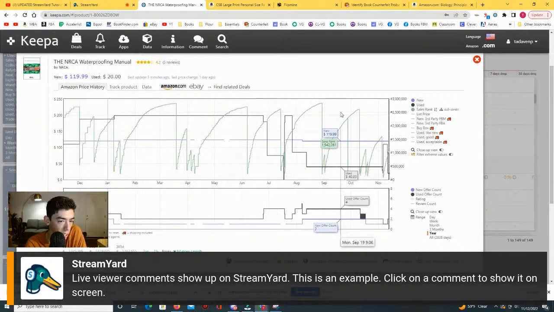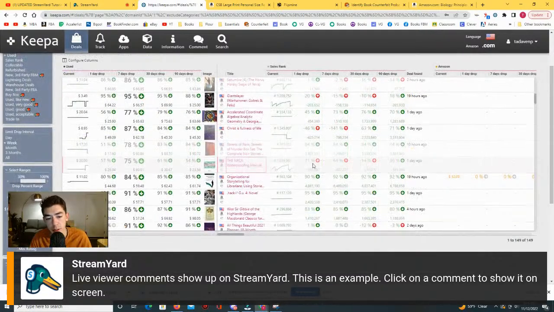Probably what I would do is actually have 1 listed as a merchant seller, 1 as an FBA seller, and then, yeah, if someone buys it on FBA, then I'd send another one in.